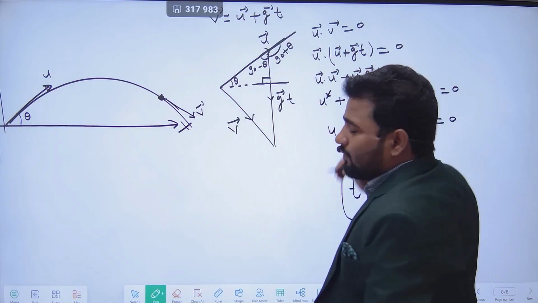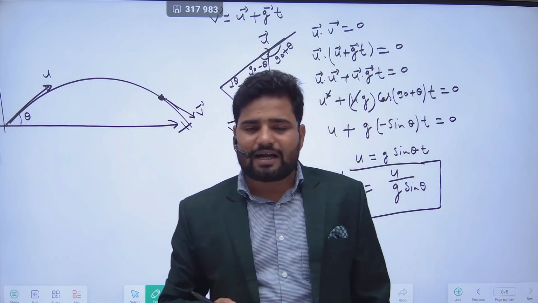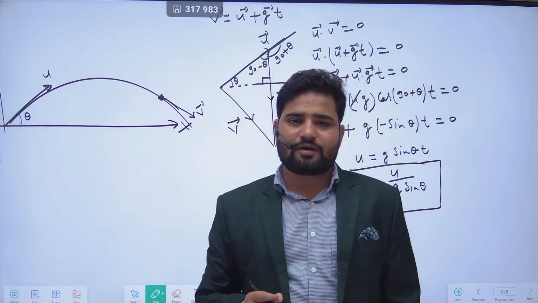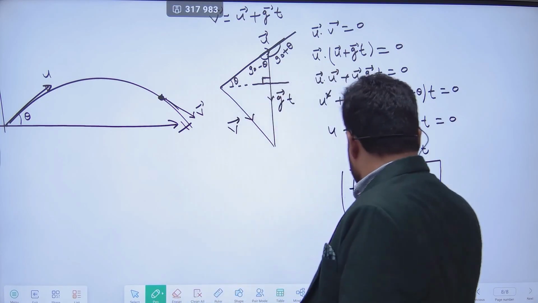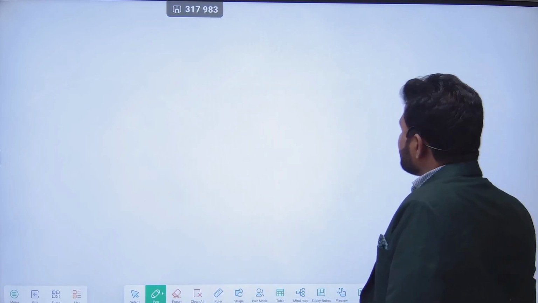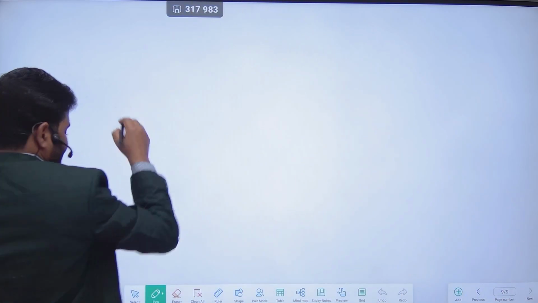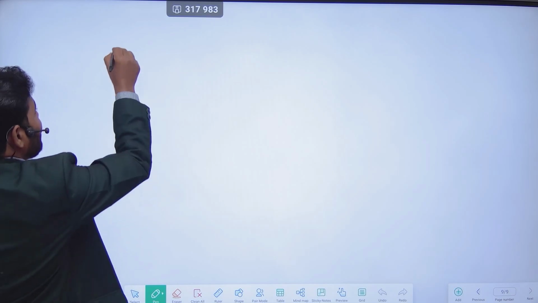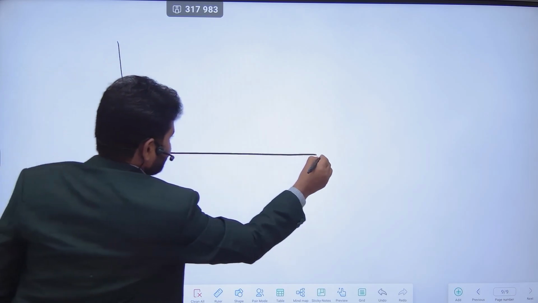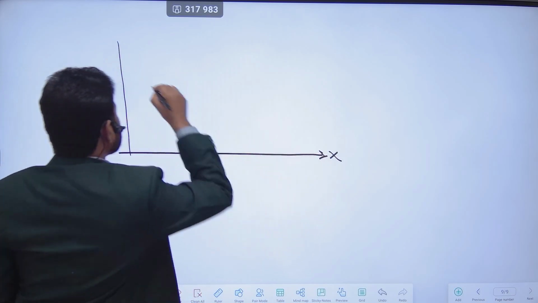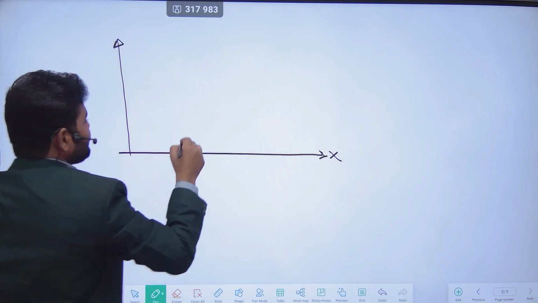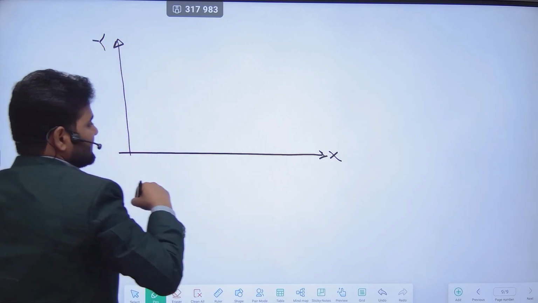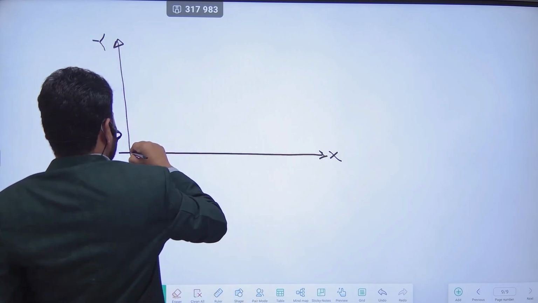Next we will talk about the trajectory of a projectile. How do we calculate the trajectory of a projectile? To calculate it, we all know that time is the common parameter. Say for example, this is x and this is y. So time is the common parameter.